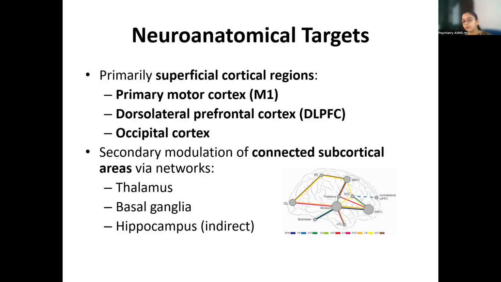Also, there is secondary modulation of the connected subcortical areas via networks. So we have to understand that though the magnetic field cannot reach the deeper parts of the brain, through these subcortical connections that we can see from the figures, we can modulate changes in the deeper structures as well. Plus, now with developing technology, there are other kinds of coils which help to access the deeper structures also, which we'll discuss later.